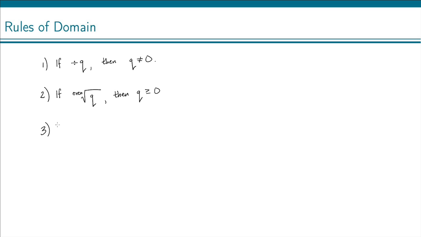And the third rule is with logarithms. If you are doing a logarithm of some quantity, it doesn't matter what the base of the logarithm is, then that quantity must be greater than 0. You are not allowed to do a logarithm of a negative number or of 0. So these are the 3 rules that you need to be aware of, and they're going to be what you're looking for when finding an implicit domain.